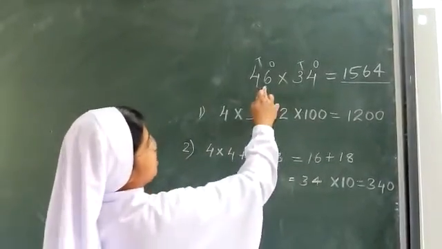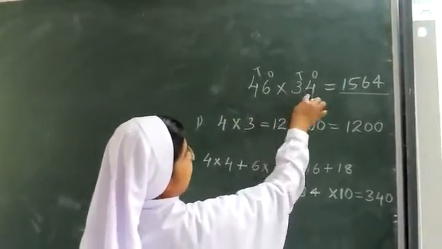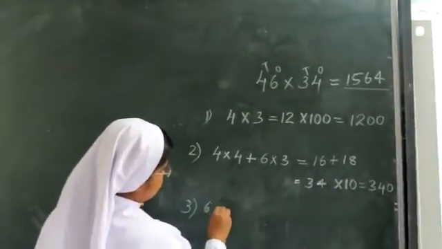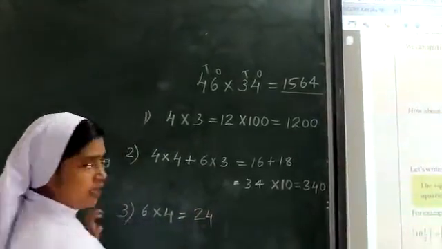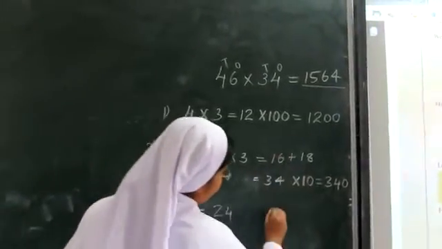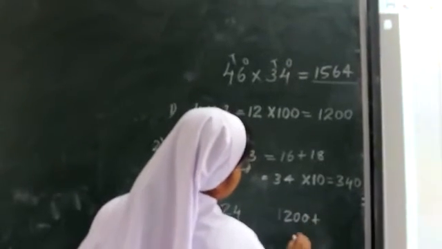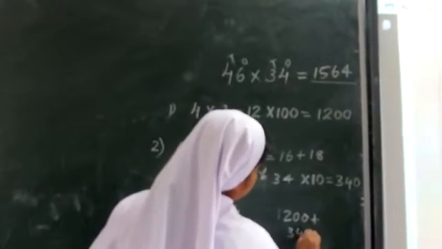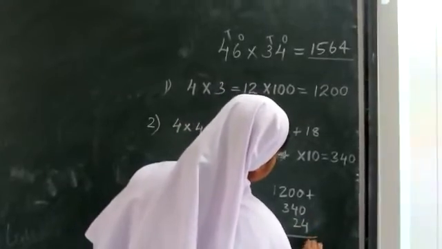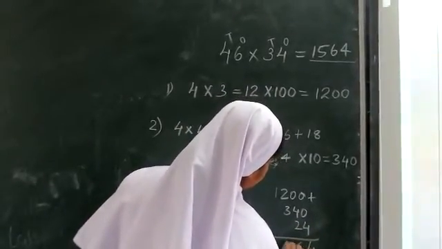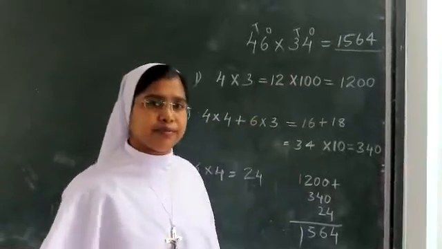Now which is at the ones place? The third step is the ones place. 6 into 4 is equal to 24. So now you have to add all these three: 1200 plus 340 plus 24. So you get the same answer.